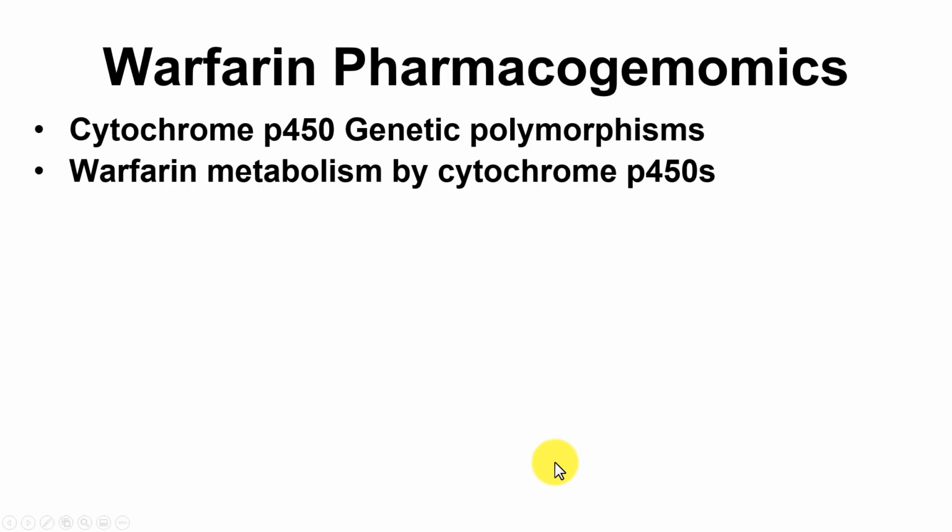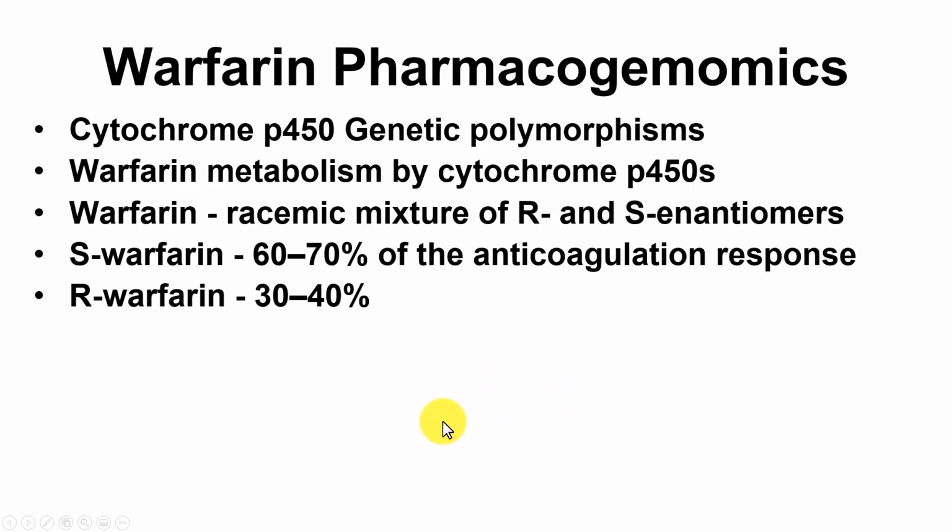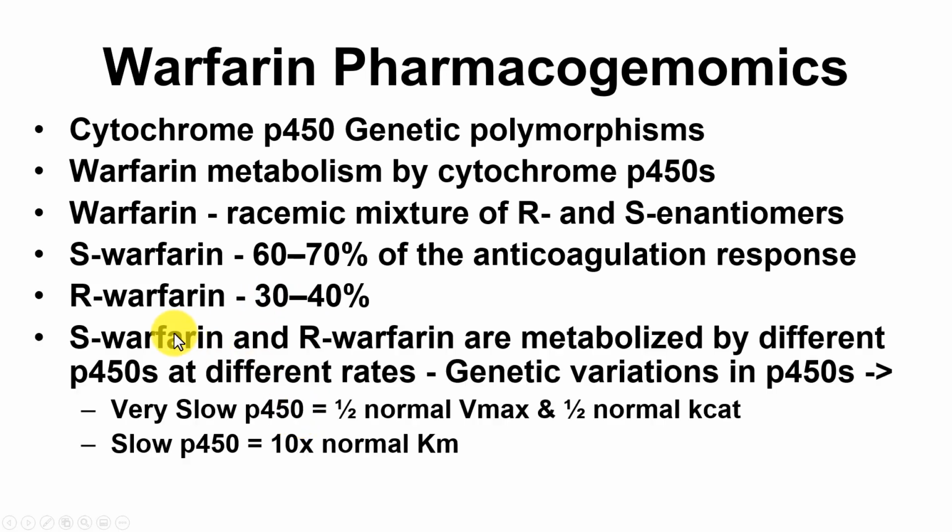Warfarin pharmacogenomics, cytochrome P450 genetic polymorphisms. Warfarin is metabolized by cytochrome P450s. Warfarin is a racemic mixture of R and S enantiomers. S-warfarin is responsible for 60 to 70% of the anticoagulation response. R-warfarin accounts for 30 to 40%. S-warfarin and R-warfarin are metabolized by different P450s at different rates, due to genetic variations in the P450s.